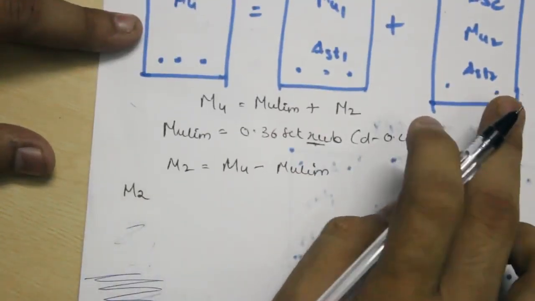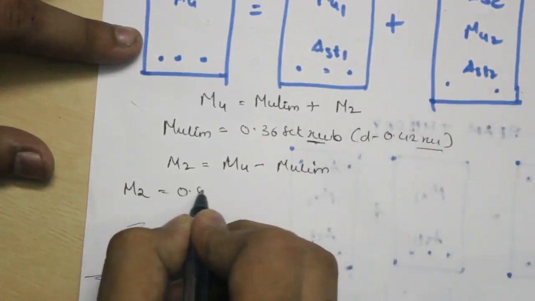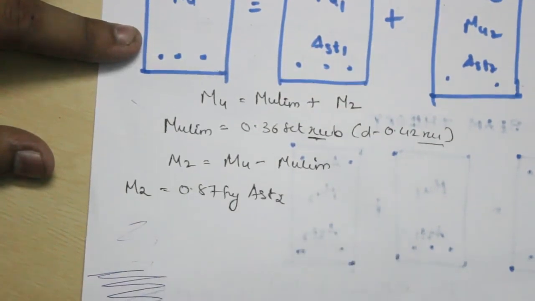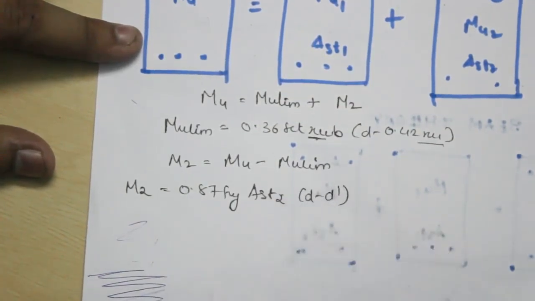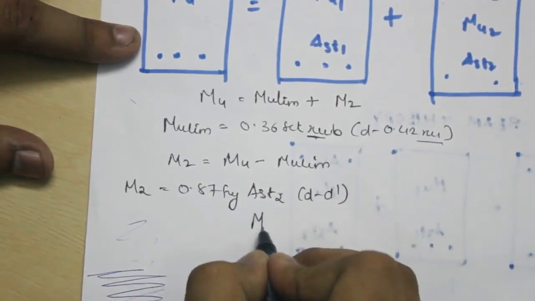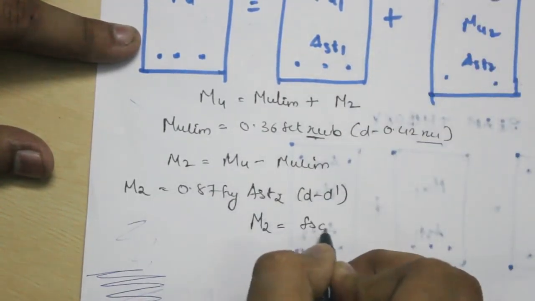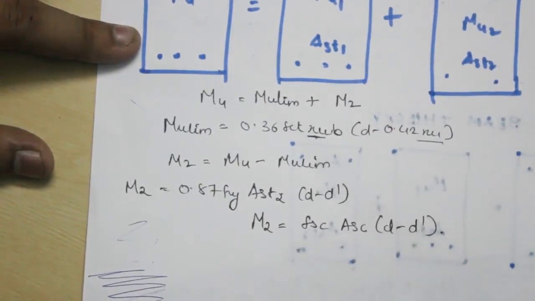The first part of M2, that is for calculating AST2, would be 0.87 Fy AST2. The lever arm would be d minus d dash. The second part of M2 would be the compression steel, which is given by FSC into ASC. The lever arm is d minus d dash.